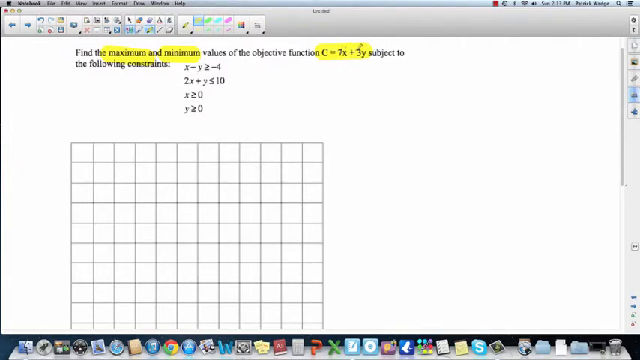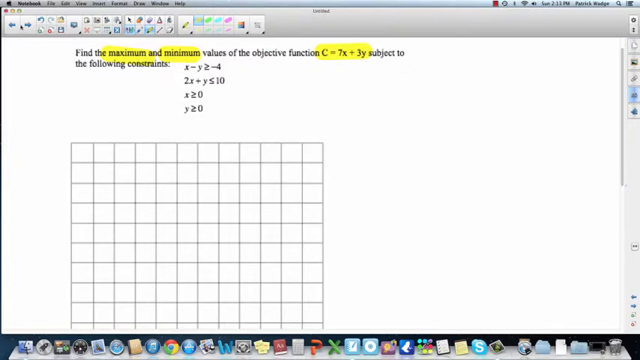Okay, if that was all the information we had, it would be obvious. Make x enormously big, like billions and billions and trillions, and make y billions and billions and trillions, and that would be as big as possible. If you want a minimum, make x as small as possible and y as small as possible, and we've got a minimum. But we have constraints. Here are the constraints right here.